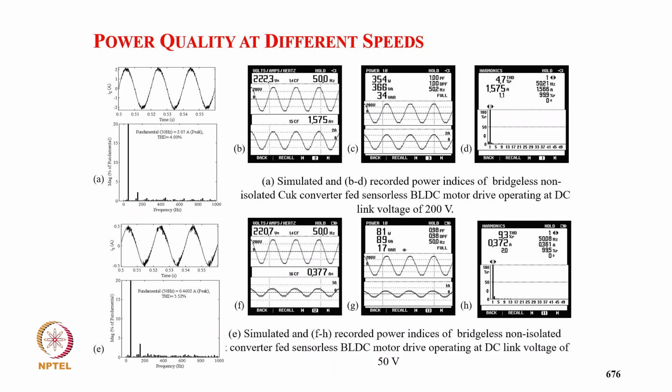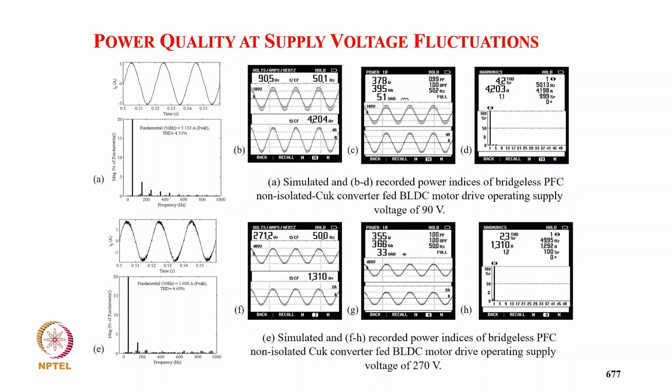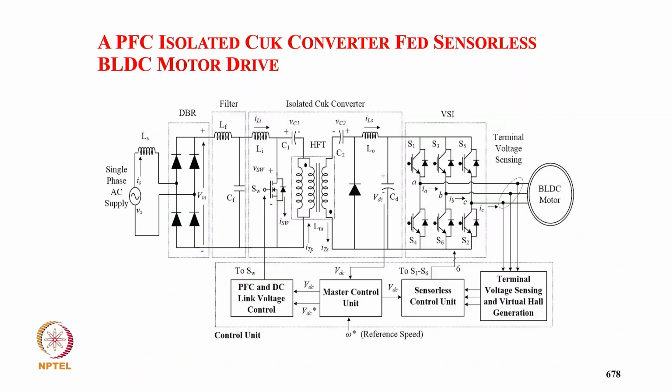So THD we get at full load at 222 volt, 4.7% with unity power factor, 9.3% at 220 volt at light load, and at 90 volt, 91 volt we get 4.2% THD at full load, 0.99 power factor, and at 270 volt at full load we get 2.3% THD with unity power factor.